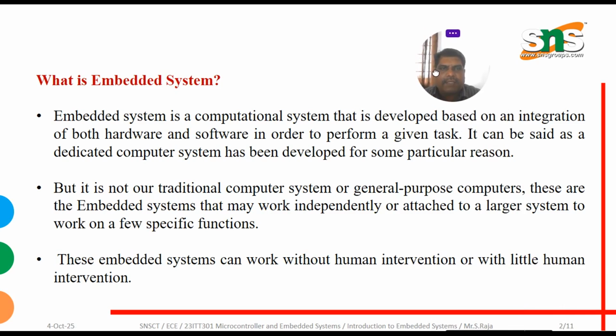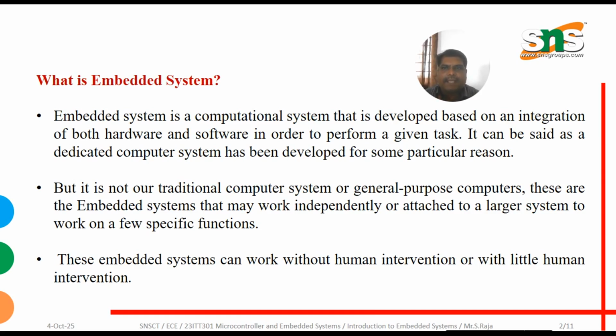As I told, in a microcontroller, an embedded system is a mixing of hardware integrated with software. For example, if you take your washing machine or your automatic chocolate vending machine, once you program it, it will automatically run the process. Once the timer is over, it automatically stops. So in general, an embedded system is a computational system developed based on an integration of both hardware and software in order to perform a given task.